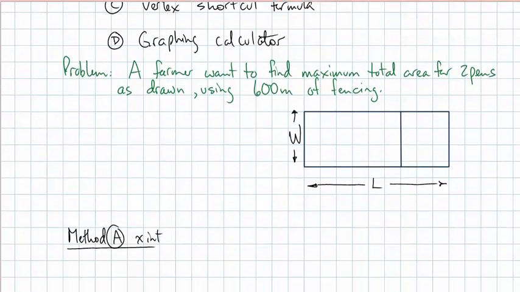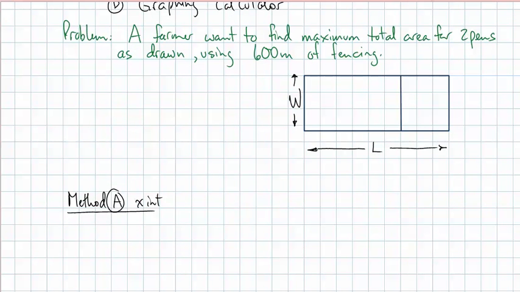We have a farmer who's wanting to find the maximum total area here for 2 pens using 600 meters of fencing. Well, to start with, we're going to say the perimeter is 600 and it equals 2 lengths. There's a length here and a length here, and 3 widths, because there's a width, width, and width. All of this material needs to be fenced and needs to equal 600.